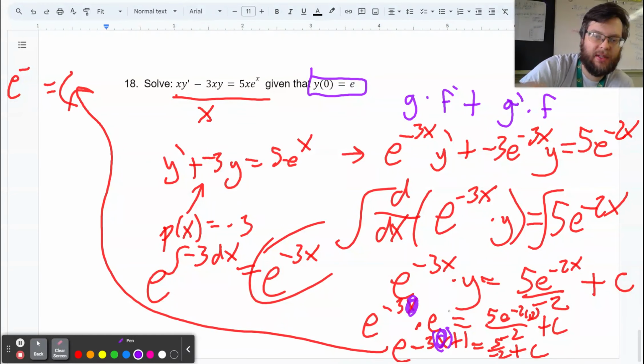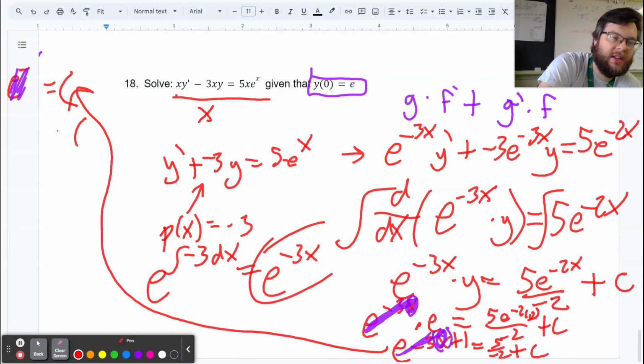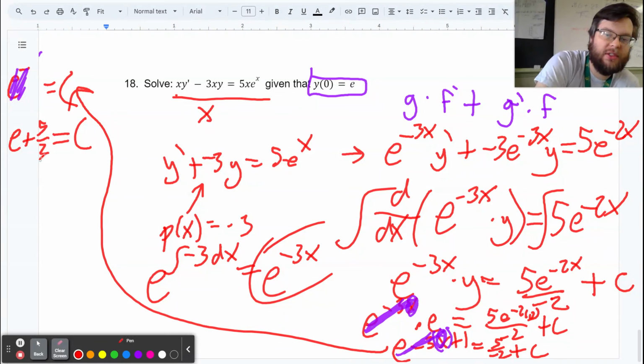Okay, so let me make this a little bit more clear. So when I plug in 0 here, this becomes 1. This becomes 1. So I just have e and 5 over 2. So my c value is just e plus 5 over 2.